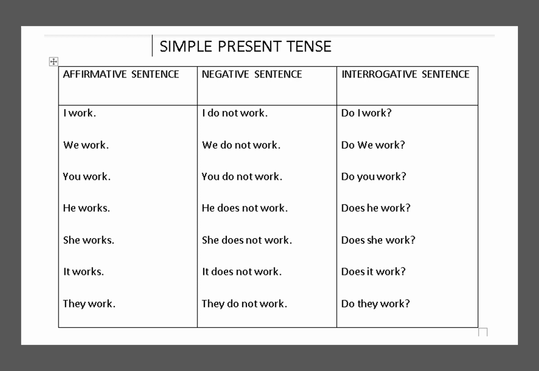Now let us come to interrogative sentences. We all know these sentences ask questions and end with a question mark. For example, I work will change into an interrogative sentence like do I work? We work will change to do we work? You work will change to do you work? Now remember, children, do is singular and do is used to change into an interrogative sentence when you have I, we or you in the sentence.